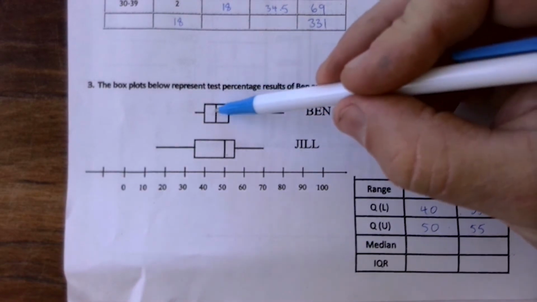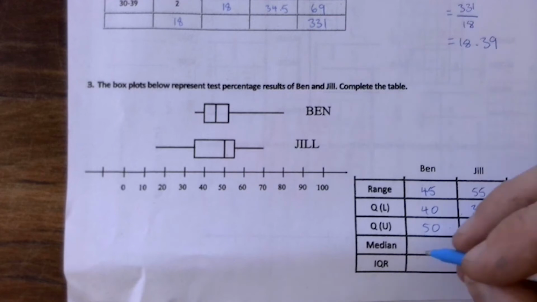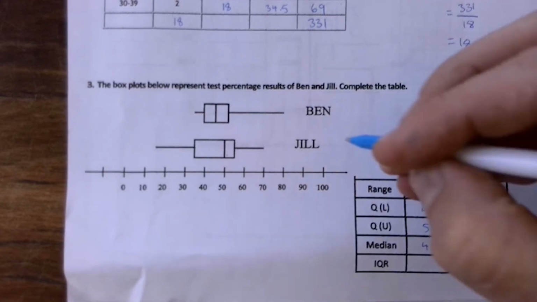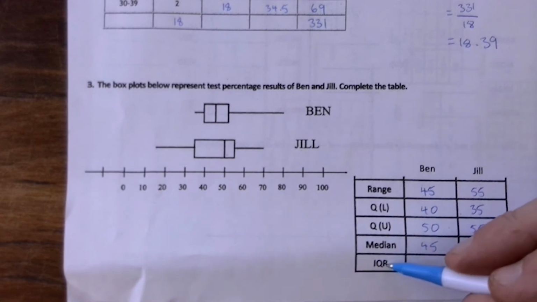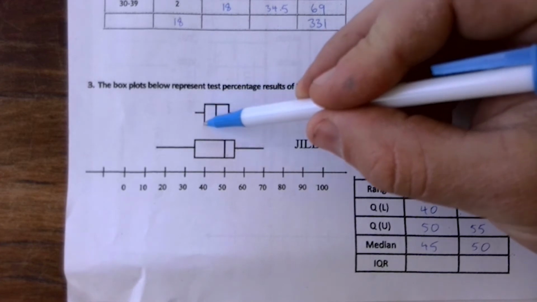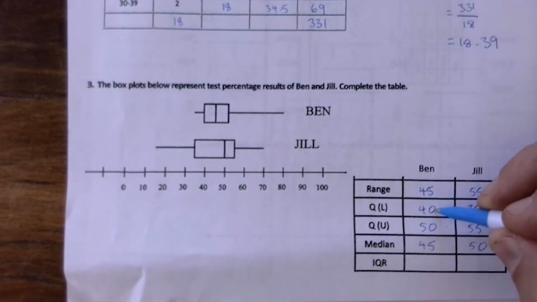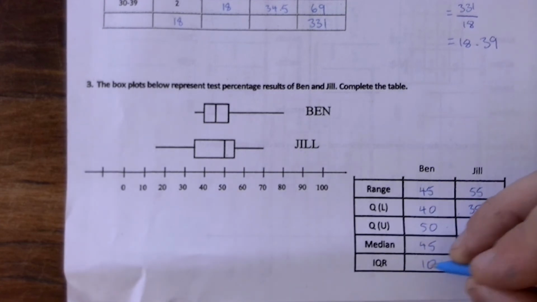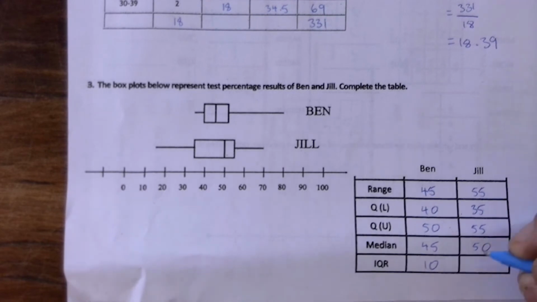The little line within the box is the median. So in Ben's case, this is 45, and in Jill's case it's 50. And the interquartile range is the upper quartile limit minus the lower quartile limit. Okay, so in this case 50 minus 40, which is 10, or it is 55 minus 35, which is 20.